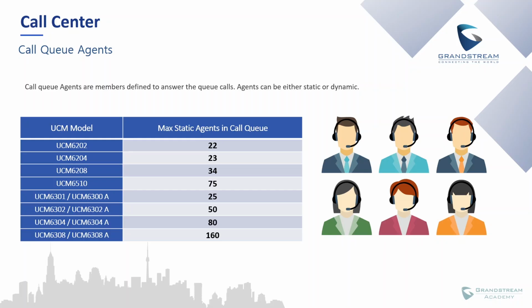The UCM 6301 and the UCM 6300A support up to 25 max static agents in a call queue. For the UCM 6302 and UCM 6302 audio, they both support up to 50 max static agents. For the UCM 6304 and the UCM 6304A, they both support up to 80 max static agents. And for the UCM 6308 and UCM 6308A, they both support 160 max static agents.